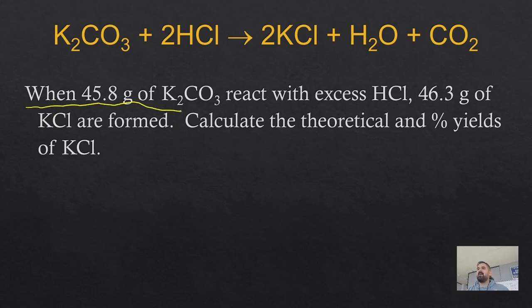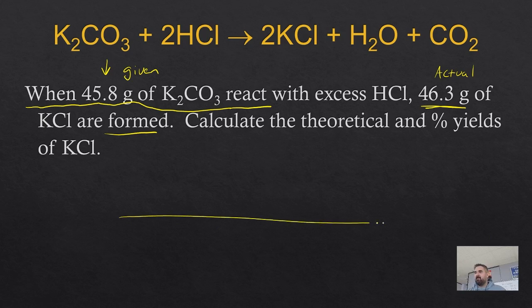Okay, so here it says when 45.8 grams react. What is this? That's our given. Here it says that 46.3 grams are formed. What is this? That's our actual. So your actual will always be given to you in the equation. That's not something you can calculate. What you can calculate is going to be your theoretical. Actual will always be given to you in the equation. All right, so let's go ahead and calculate this. This might have been the first problem that I solved for you guys.